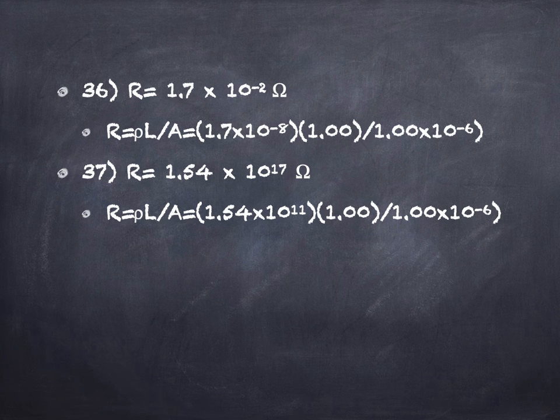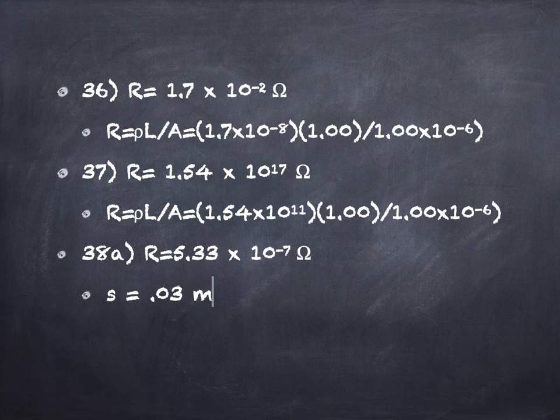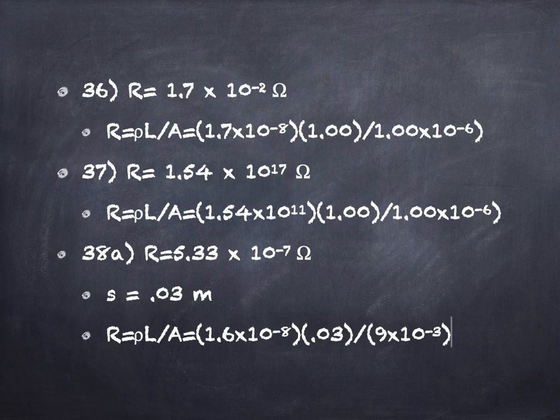Number 38A was 5.33 times 10 to the negative 7th ohms. Now, we have a volume of this silver. If you make it into a cube, each side is 0.03 meters. And so we use that same equation we did a moment ago: resistance equals rho L over A.